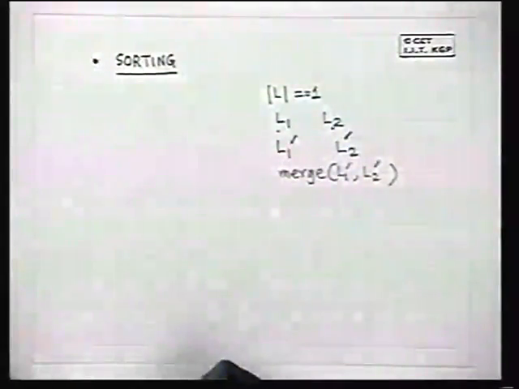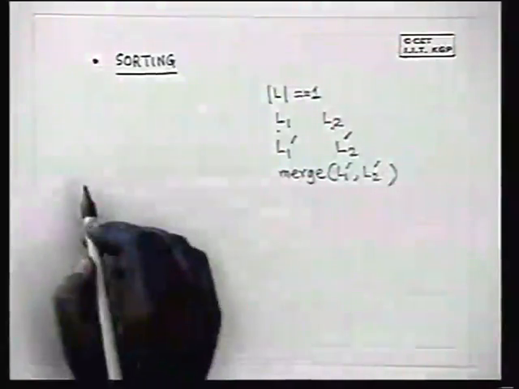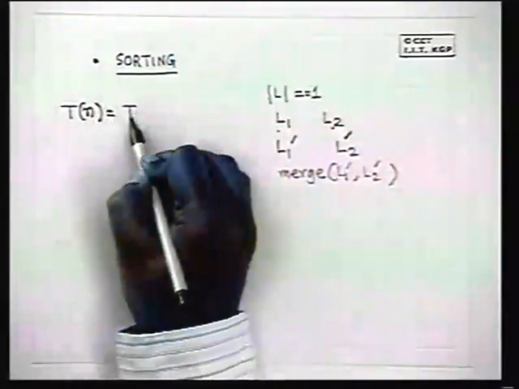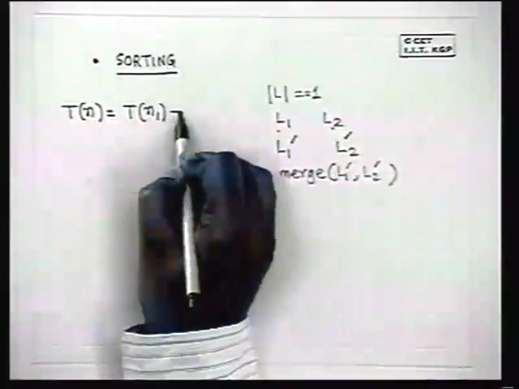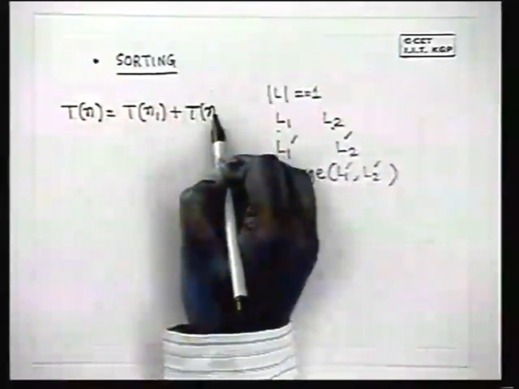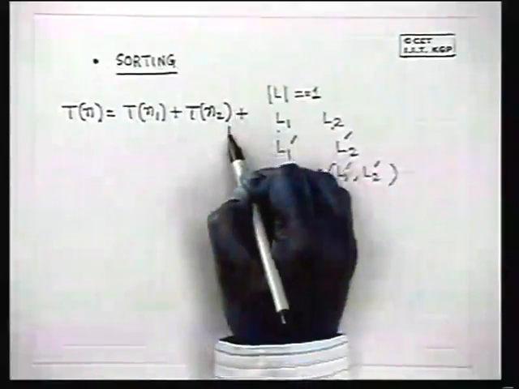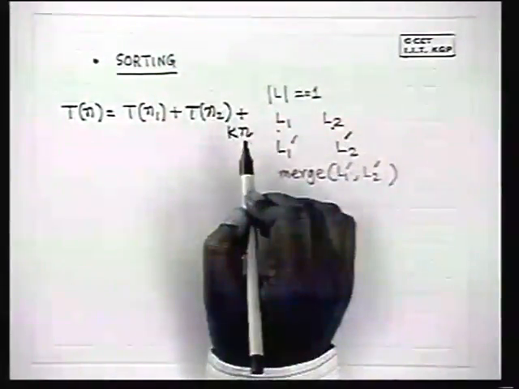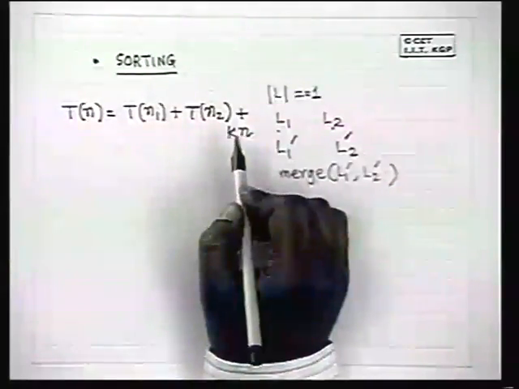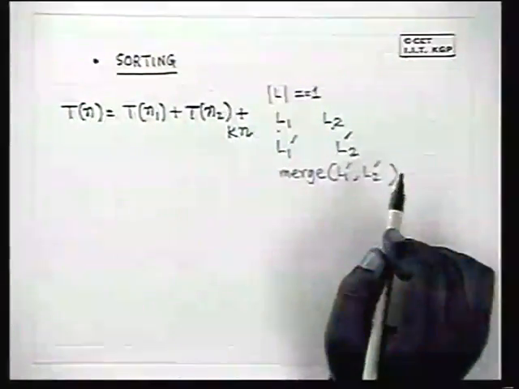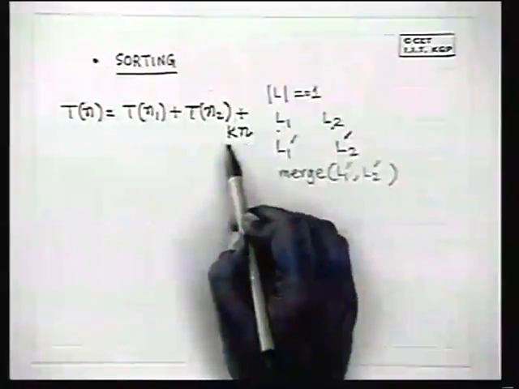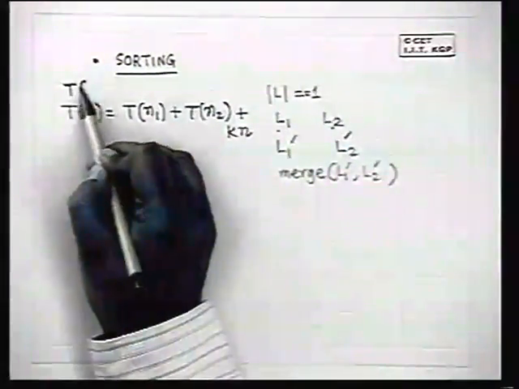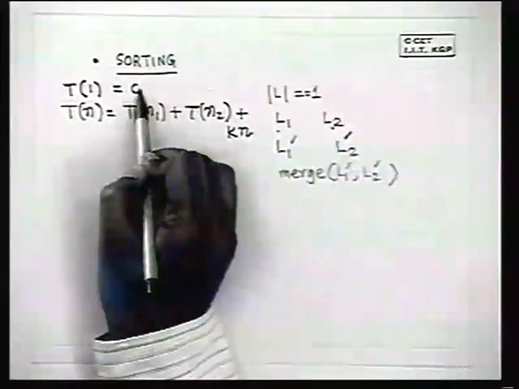We saw that the recurrence equation which crops up in this situation is Tn is equal to Tn1 plus Tn2 plus some kn, because the merge algorithm is linear time. We know that the merge algorithm can be done in n comparisons when there are n elements. So you can choose any constant times n, this is what it will take, and T1 is equal to 0.